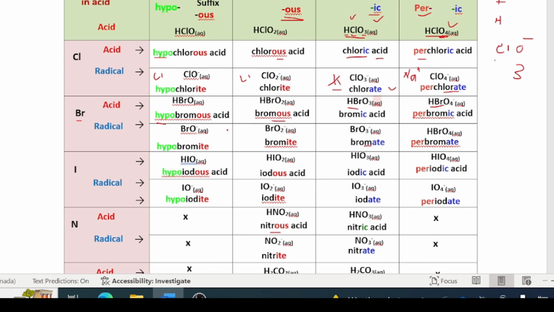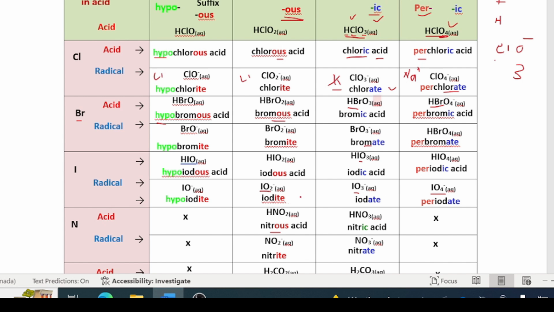Iodine, iodic acid, gives me the iodate radical. Periodic acid gives me periodate radical. Iodous acid gives me iodite. Sometimes students mix up chloride, ide with ite. When you see ite, know there's oxygen there.